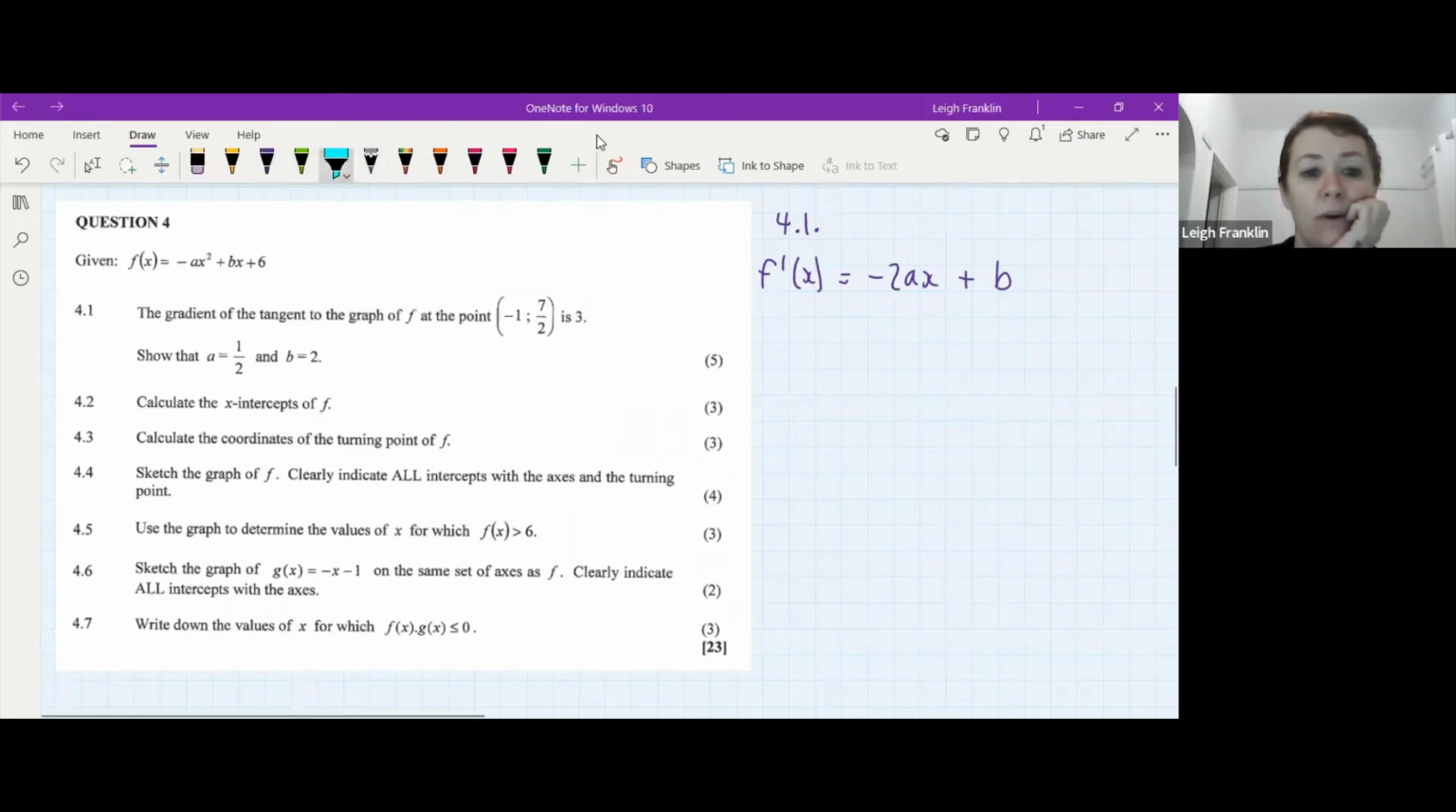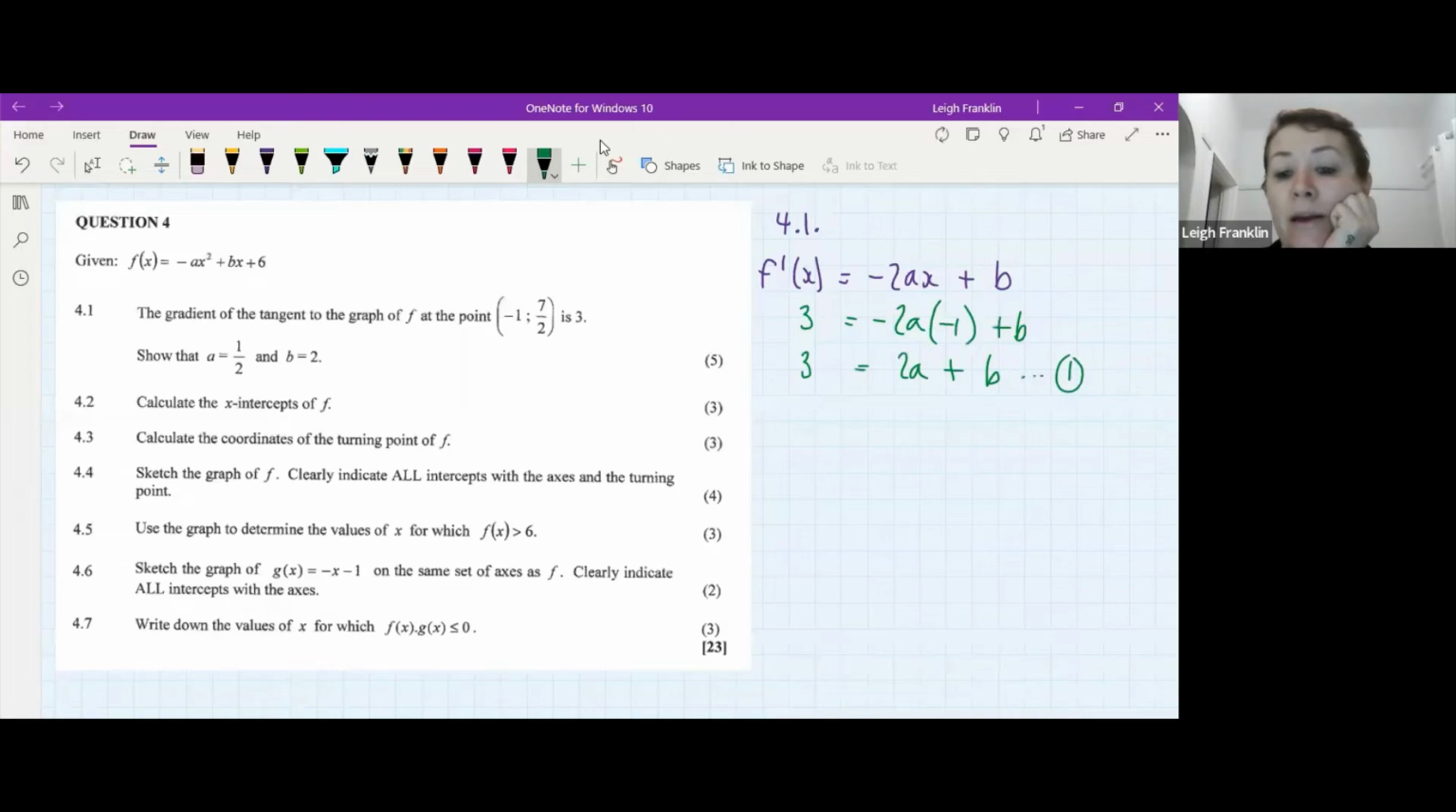Okay, they've told us that the gradient is 3, yes. So we can put in the 3. What else can we put in, Matrix? So I agree with you, 3 is equal to minus 2a, at the x value. Good, Kanyasila, we know what the x value is. Okay, so this is going to give us 3 equals 2a plus b, and there is equation number 1. Does that make sense to everybody?